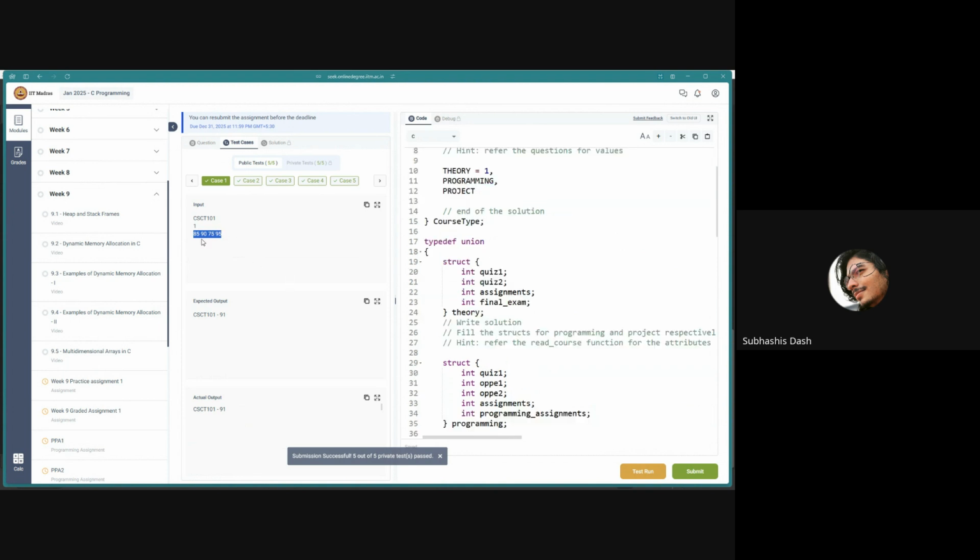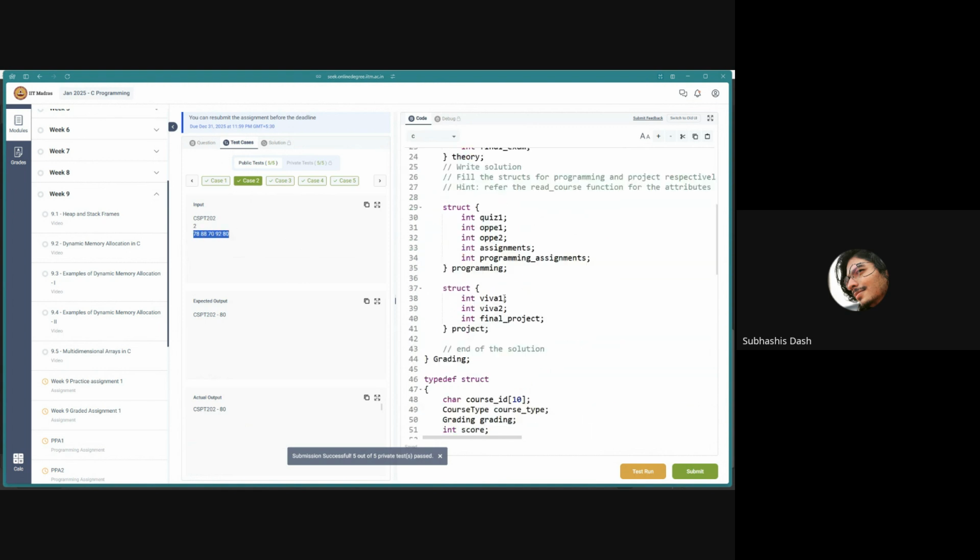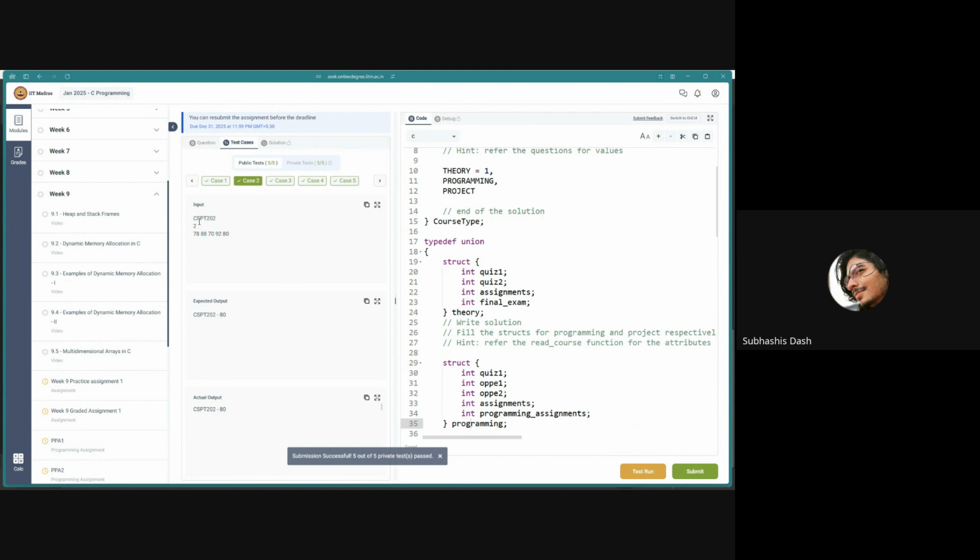You see here it is four. So 4 is over here. So this is a theory course. So theory is 1. So initialize theory to 1. Here you can see 5 numbers. Here also you have 5 numbers. This is a programming course. So programming number is 2. So just write programming after that. Then project is number 3, as you can see over here.